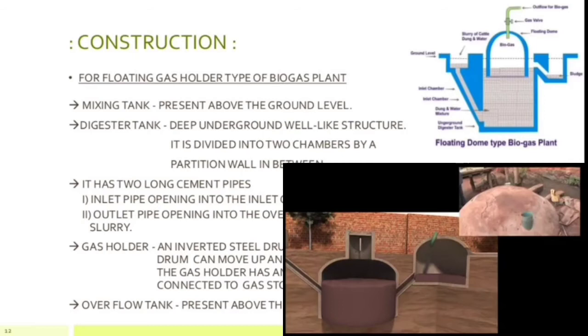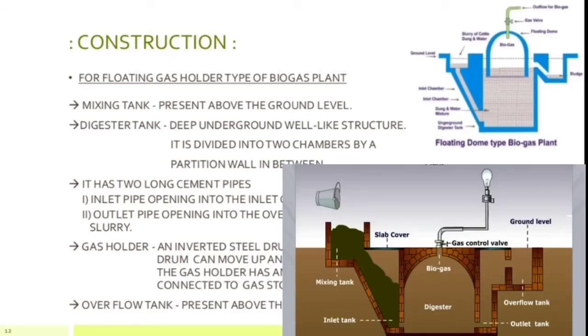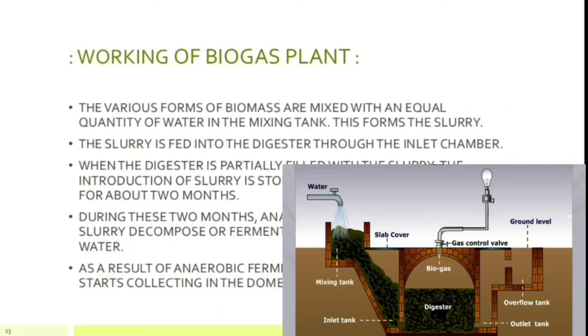Then the gas holder, it is an inverted steel drum resting above the digester. The drum can move up and down, that is, float over the digester. The gas holder has an outlet at the top which could be connected to the gas stoves. And last, the overflow tank present above the ground level. Then let us see the working of the biogas plant.